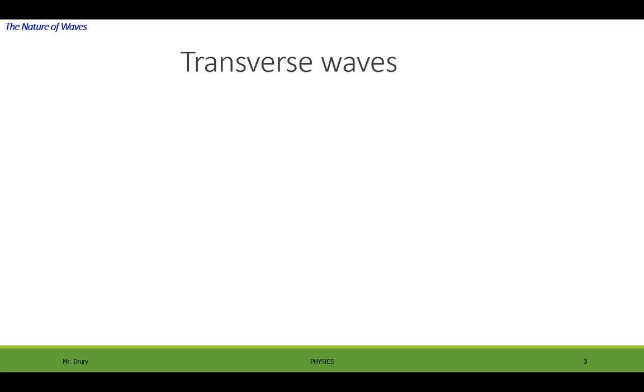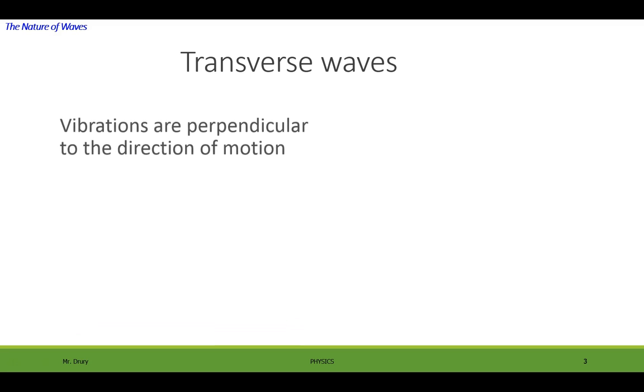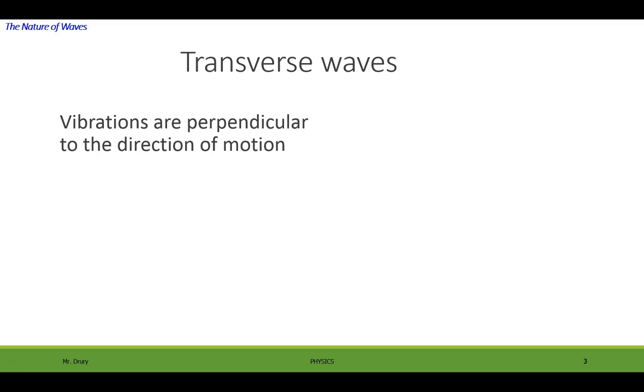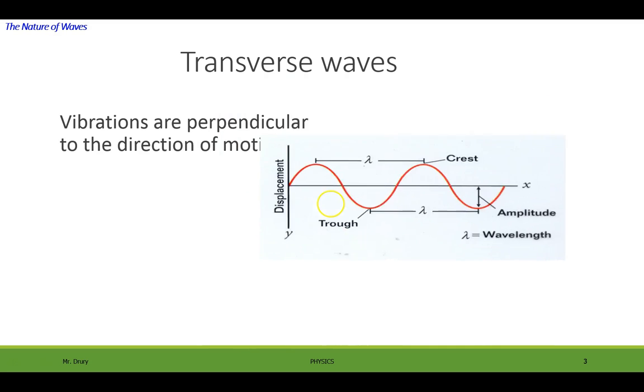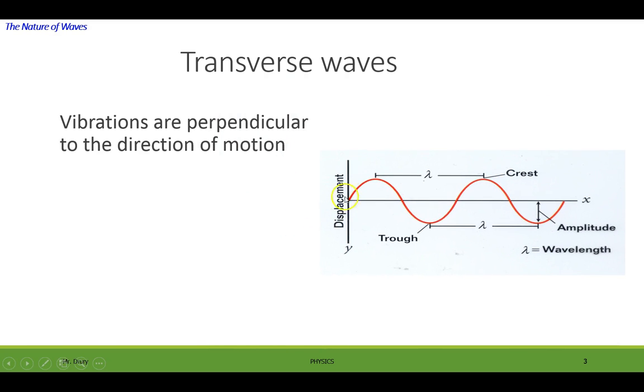Okay, there's a few basic types of waves, and the first one we'll study is called transverse waves. With a transverse wave, the vibrations are perpendicular to the direction of motion. So let me show you what I mean by that. In this case, you produce a transverse wave by moving the string or the medium up and down. As you're moving it up and down, it creates a wave, and that wave travels this direction. So the displacement is perpendicular to the direction of motion.